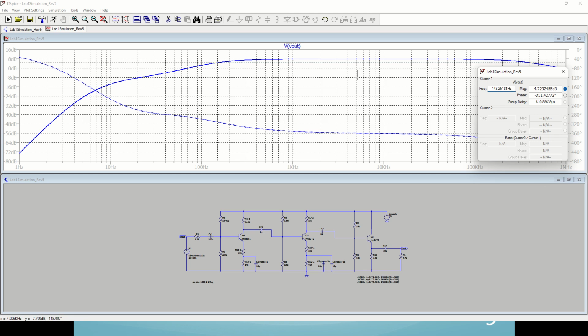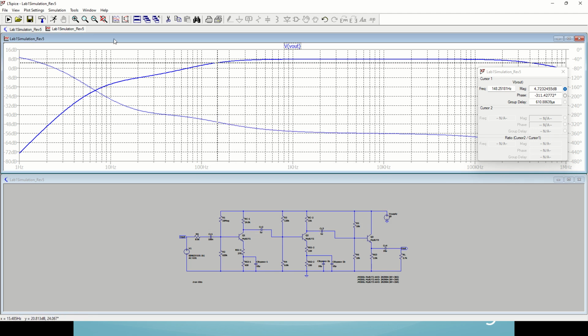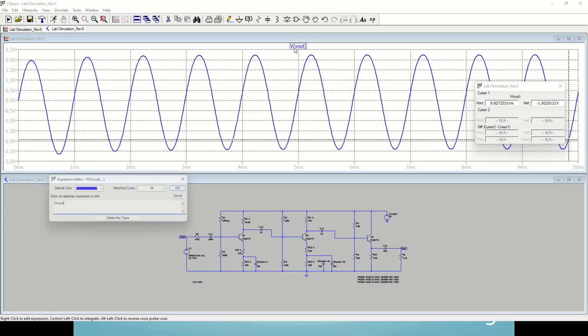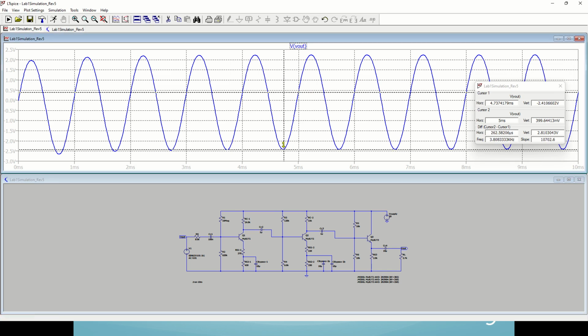And there's way too much gain. We need a gain of 100. This has way more gain than that. And I'll do a transient analysis just to see where we're at. So our transient analysis shows that we're getting about 4.65 volts peak to peak, and we should be getting about 2 volts peak to peak.